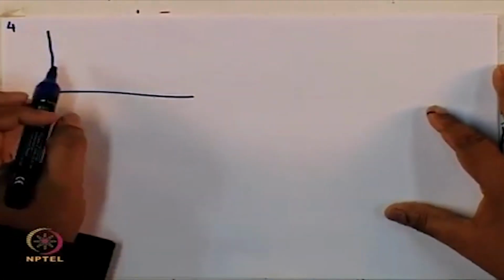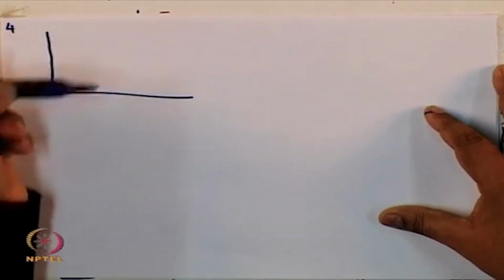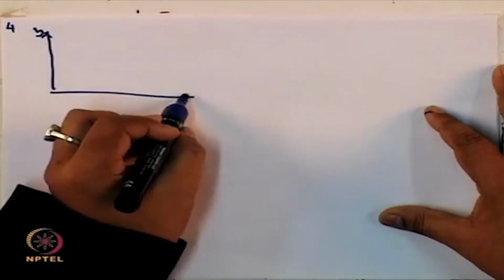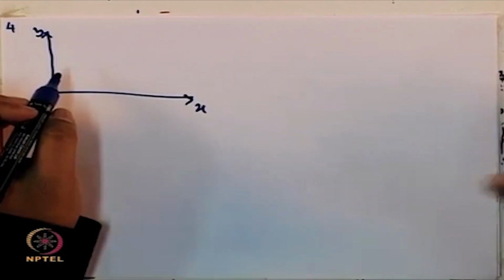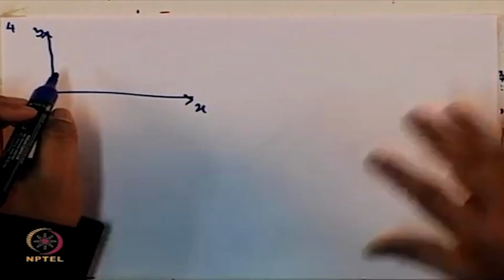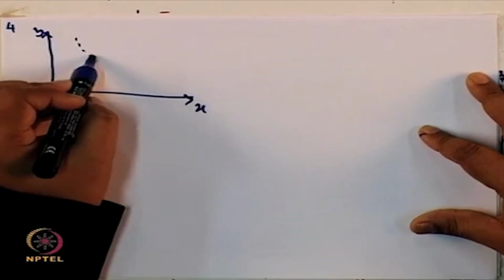Now, let us say, if there was a vertical shift in the y axis, you modified the equation from y is equal to a e to the power minus m x to y is equal to y naught plus a e to the power minus m x. Let us say your data is something like this.